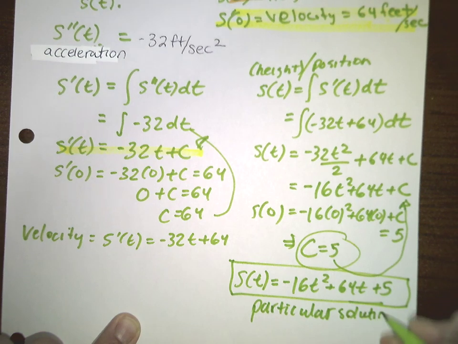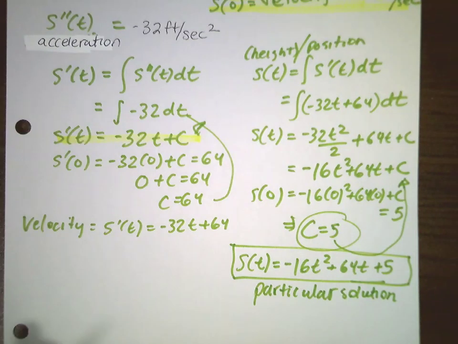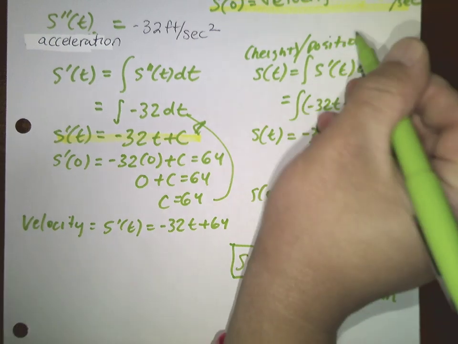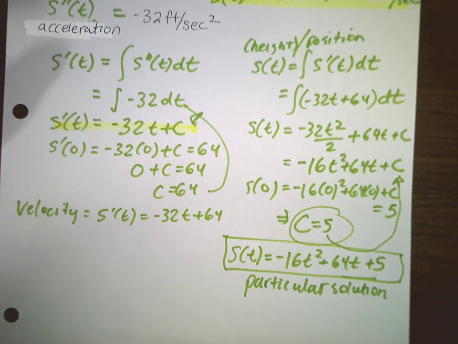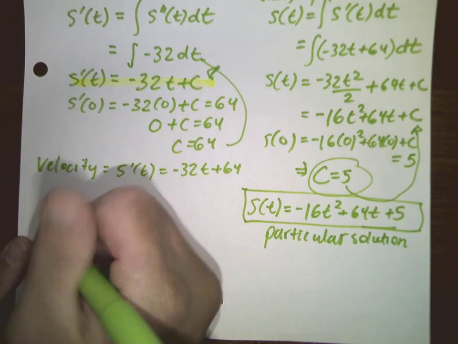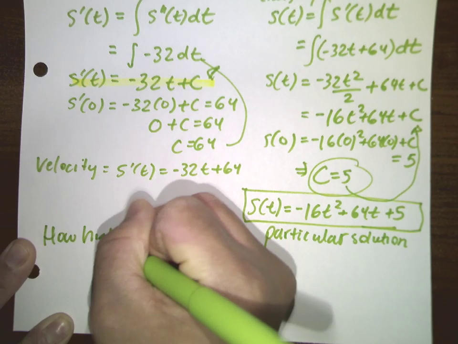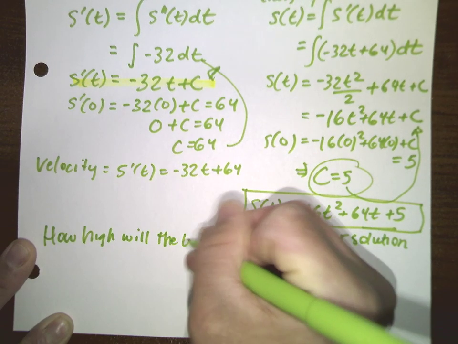So this is the particular solution, and before I go on, hopefully there aren't too many pieces of confusion here, but I do want to make clear that the acceleration is always the second derivative, the velocity is always the first derivative, and the position or the height is always the s function, the original function. But then the second part asked how high will the ball go?